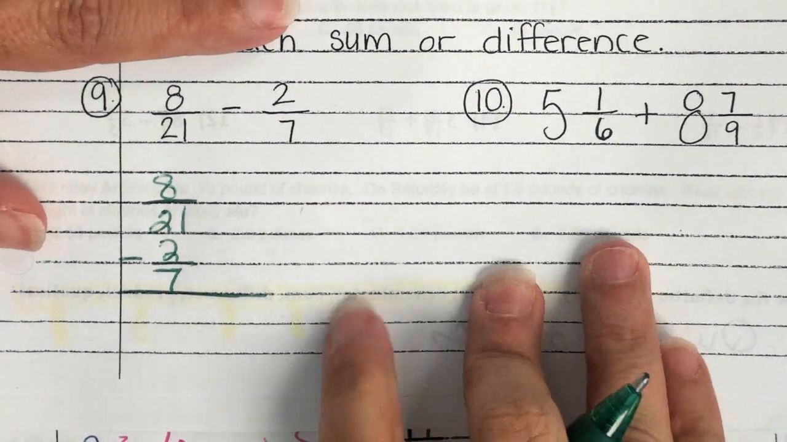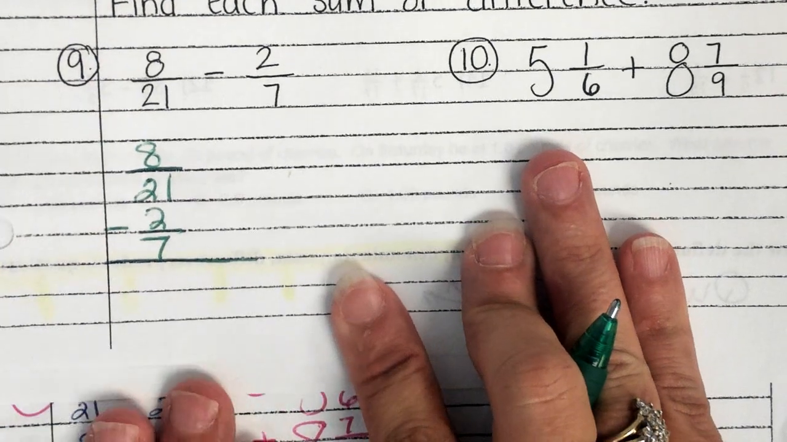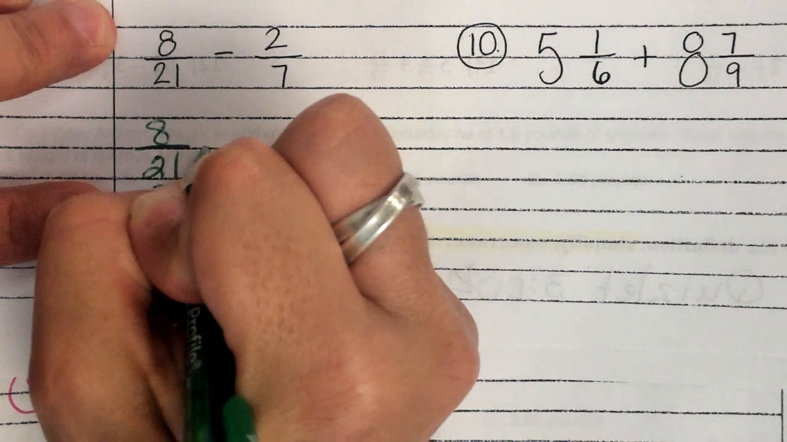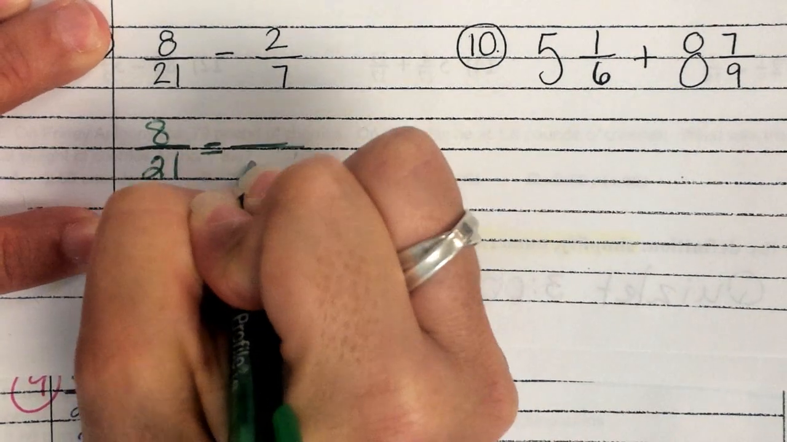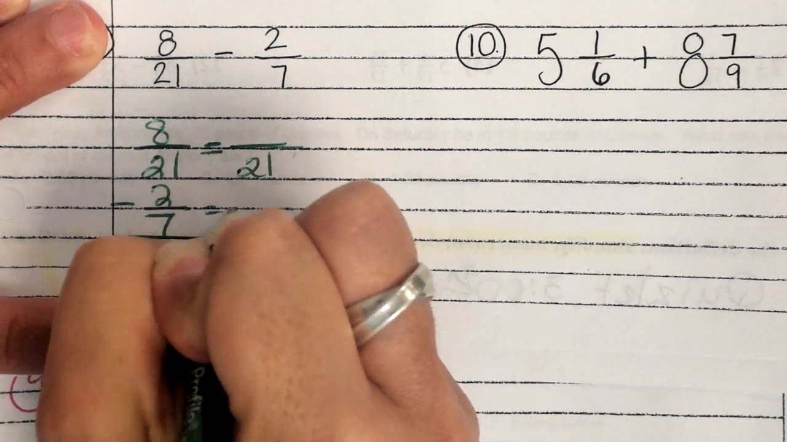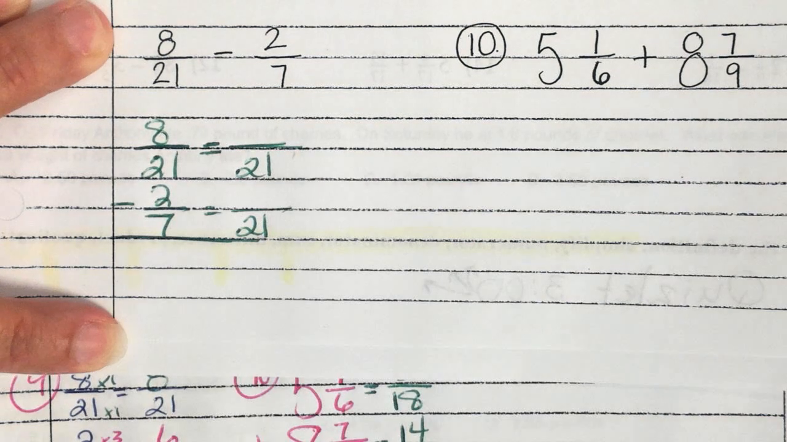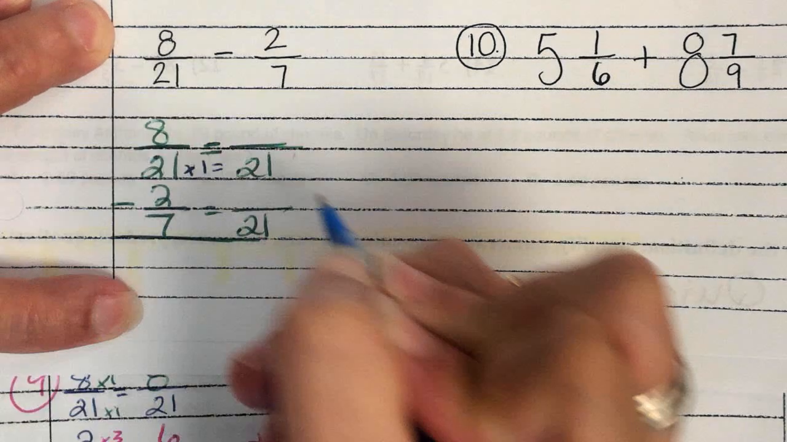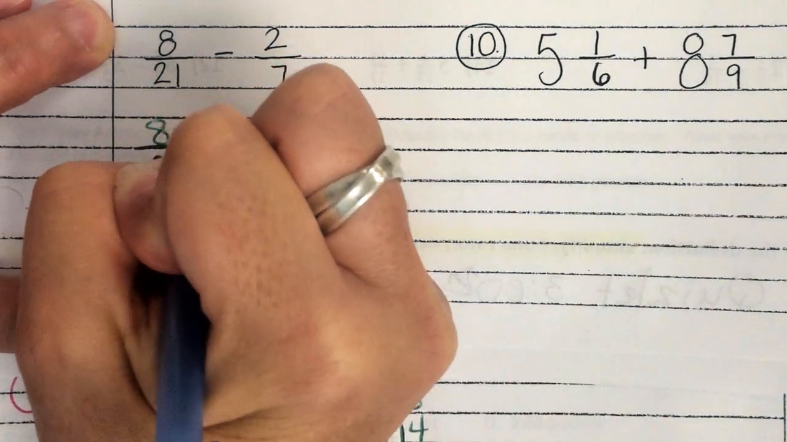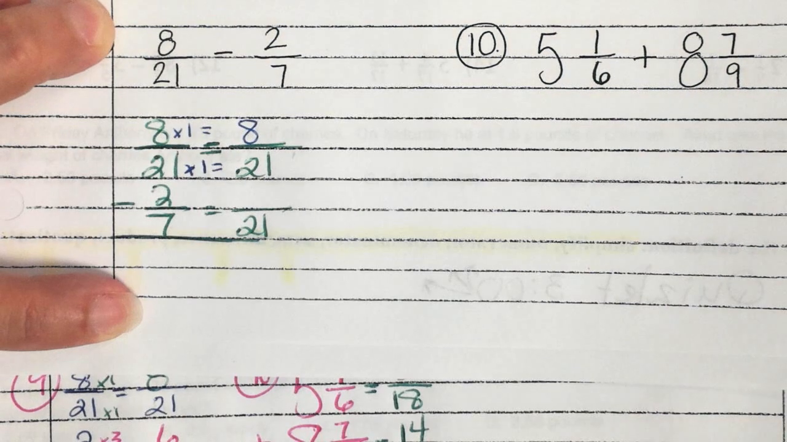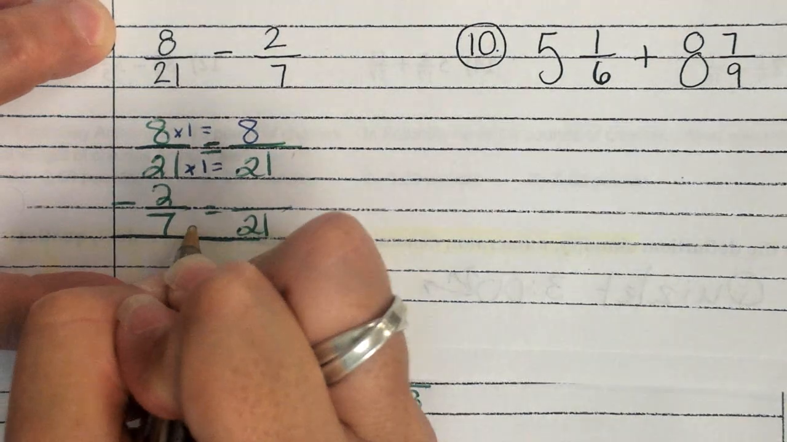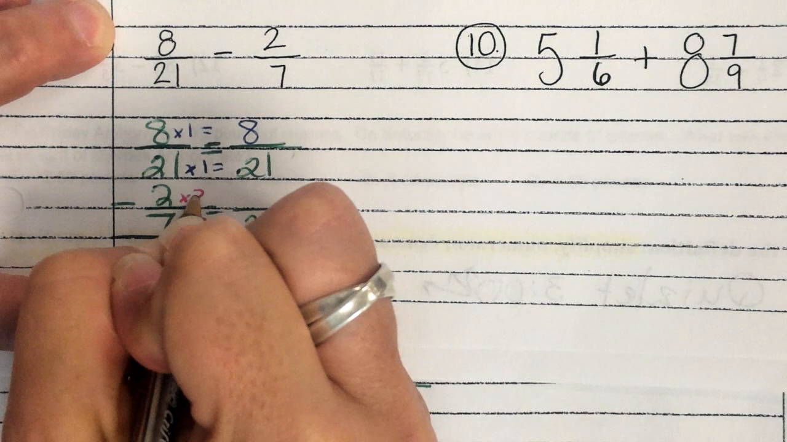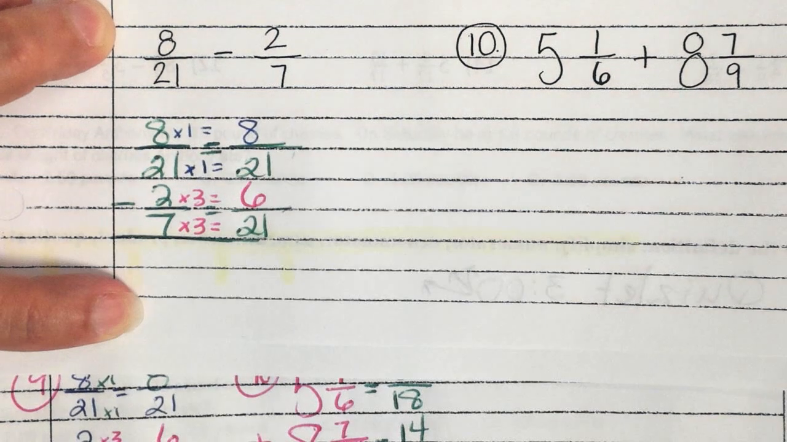Okay, in case you weren't here, I'm going to take this kind of slow. Think about skip counting by 21s and 7s. And yes, our common denominator would be 21. If you're wondering how to get the top numbers, what we're thinking is 21 times 1 equals 21, so 8 times 1 is 8. On the bottom, I'm thinking 7 times 3 is 21, so 2 times 3 is 6.